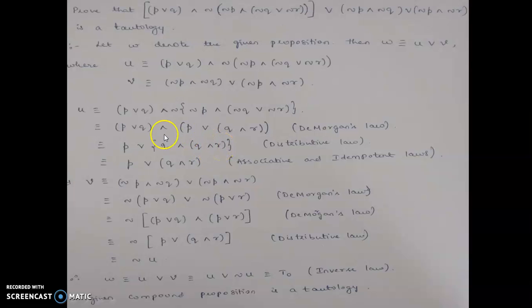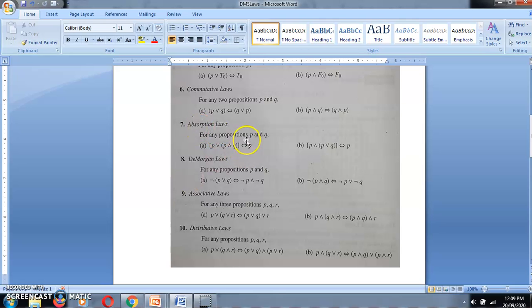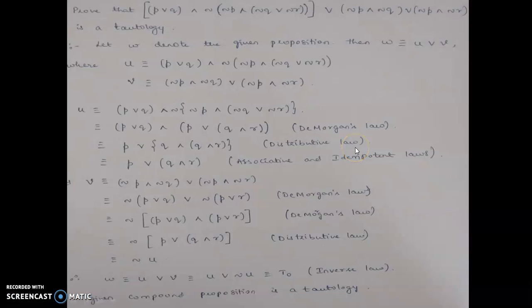So here by using the associative law. What is the associative law and what is the idempotent law? Associative law is just shifting this bracket from Q, R to here, and P or Q, P or Q, we get it as P or P, which is the idempotent law. So here is our tautology with respect to U.